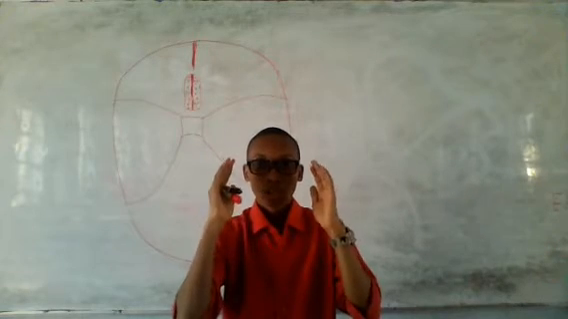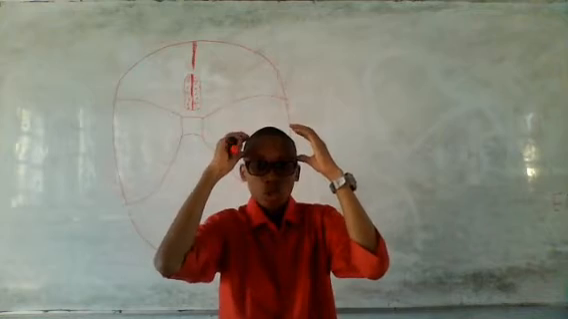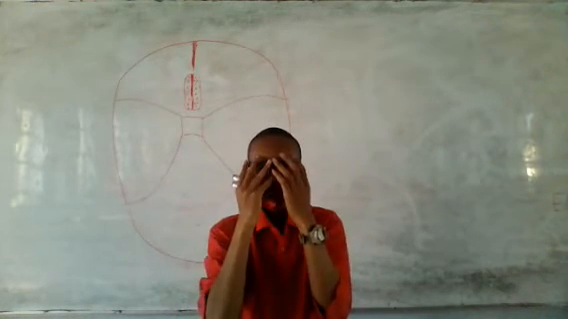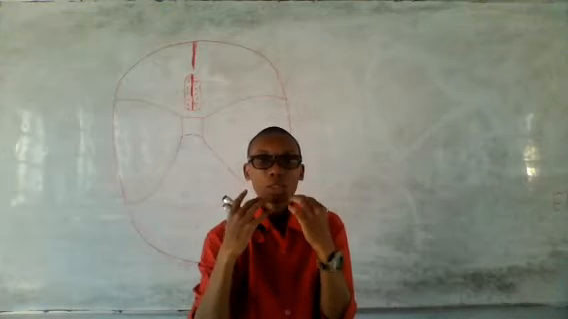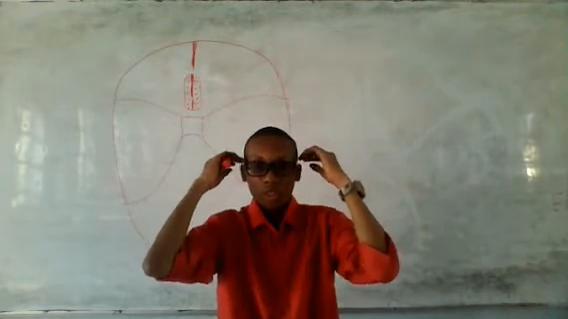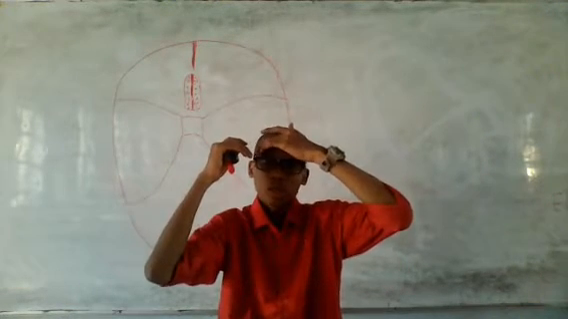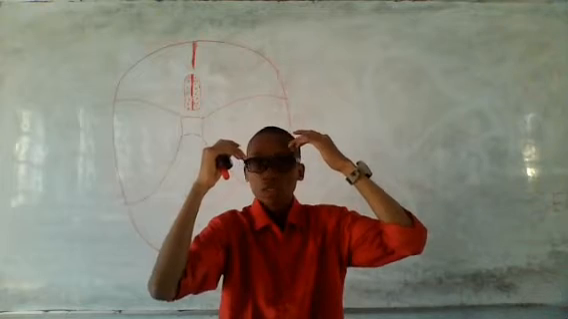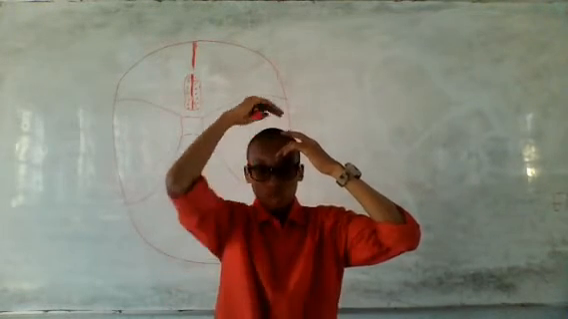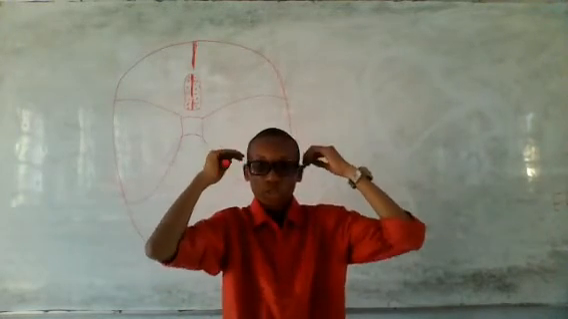In my skull, you have this part housing the brain, called the neurocranium, and this part housing other organs, called the viscerocranium. So what I drew now is the base of the neurocranium. This is the extent of the viscerocranium, and this is the extent of the neurocranium. So this part now is the neurocranium.